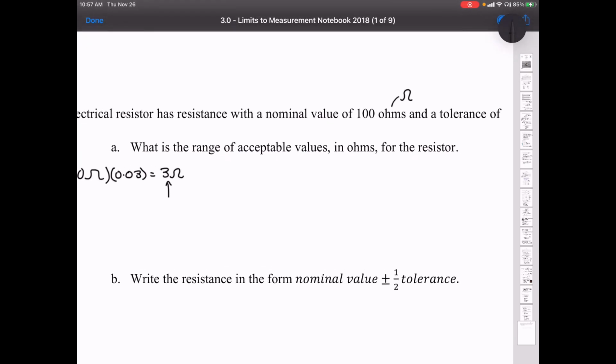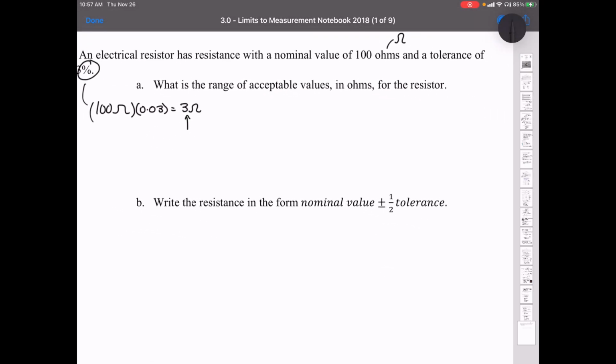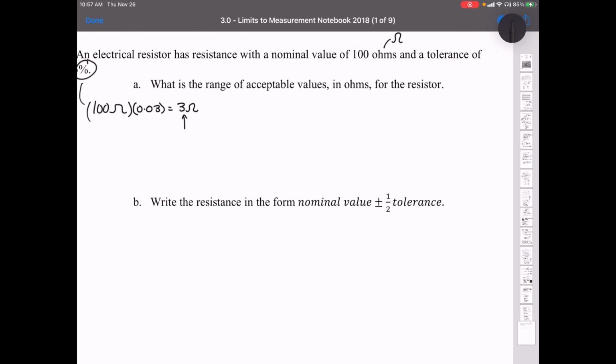Okay, we can write that as a nominal value plus or minus half of our tolerance. And our nominal value is set as 100 ohms, plus or minus half of our tolerance, which would be 1.5 ohms, like that. From that, we can get that our max is 101.5 ohms, and our min is 98.5 ohms, like so. Okay, so that's the measurement unit.